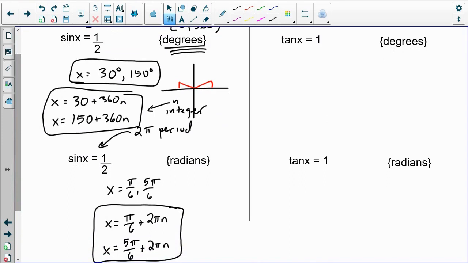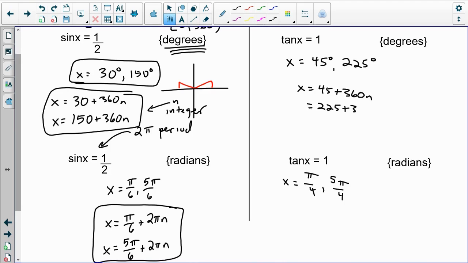If I have tangent of x equals 1, it's a very similar situation. I would know that this is true in the first and third quadrants, so I would get 45 degrees and 225 degrees as my answer, or pi over 4 and 5 pi over 4. Well, what would happen is all the coterminal angles would end up cycling through, and I would end up getting 45 plus 360n and 225 plus 360n, and that would work for this.